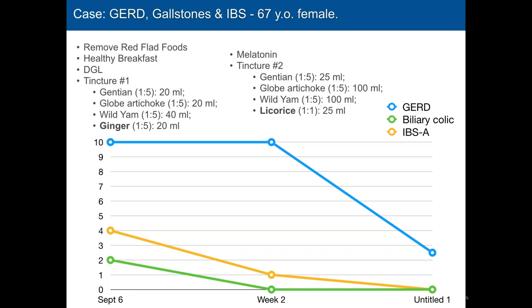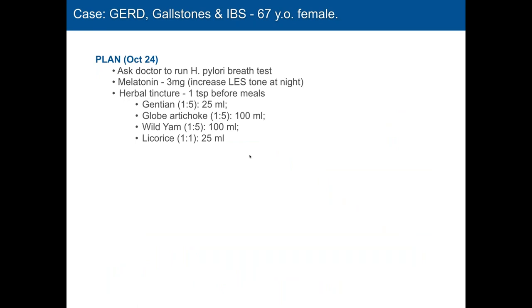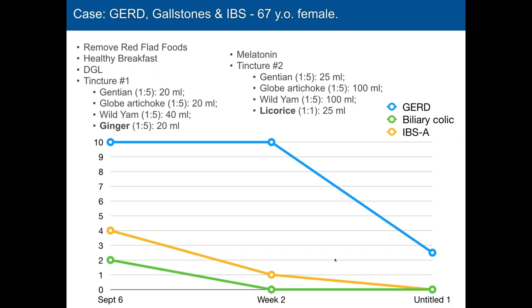We've removed the food sensitivity. She's off the sugar. That's helping. Her bowels are normal, and her cramping in the upper right quadrant is essentially gone. Maybe a little bit here and there, but that's what we did. And we ruled out the H. pylori, which is good. So I didn't have to treat the stomach also.